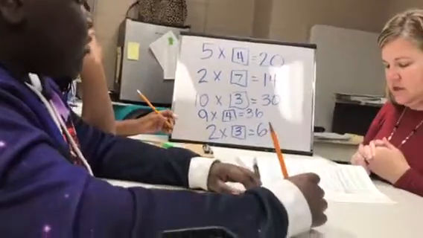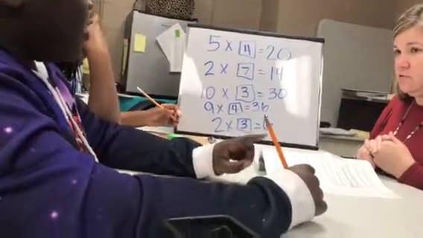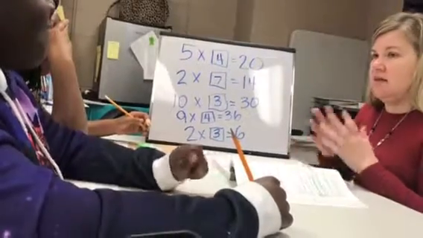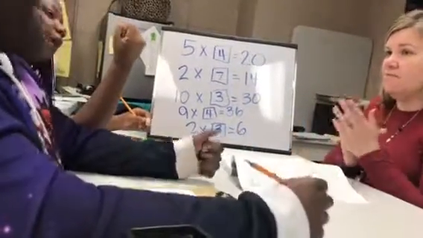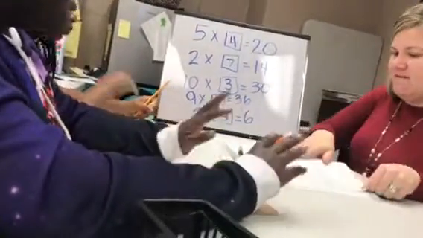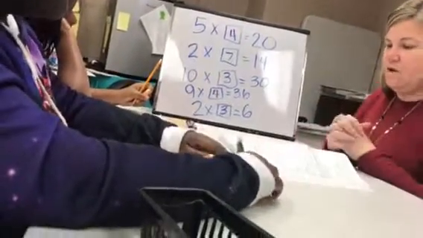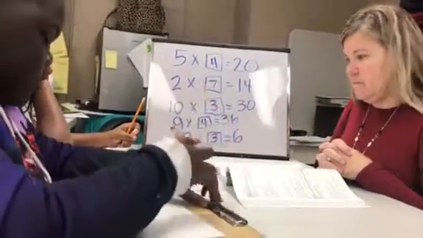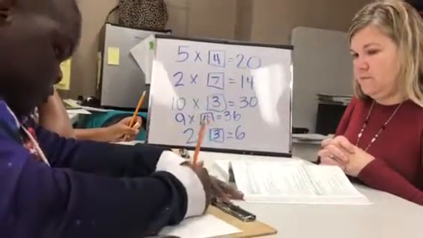How many times? What are you going to end up with? 20. What are you going to count by? 5. So let's count by 5s. You ready? 5, 10, 15, 20. All right. So how many times did you count by 5 to get to 20? 4. So in the box, what are you going to write? 4. Now do it.